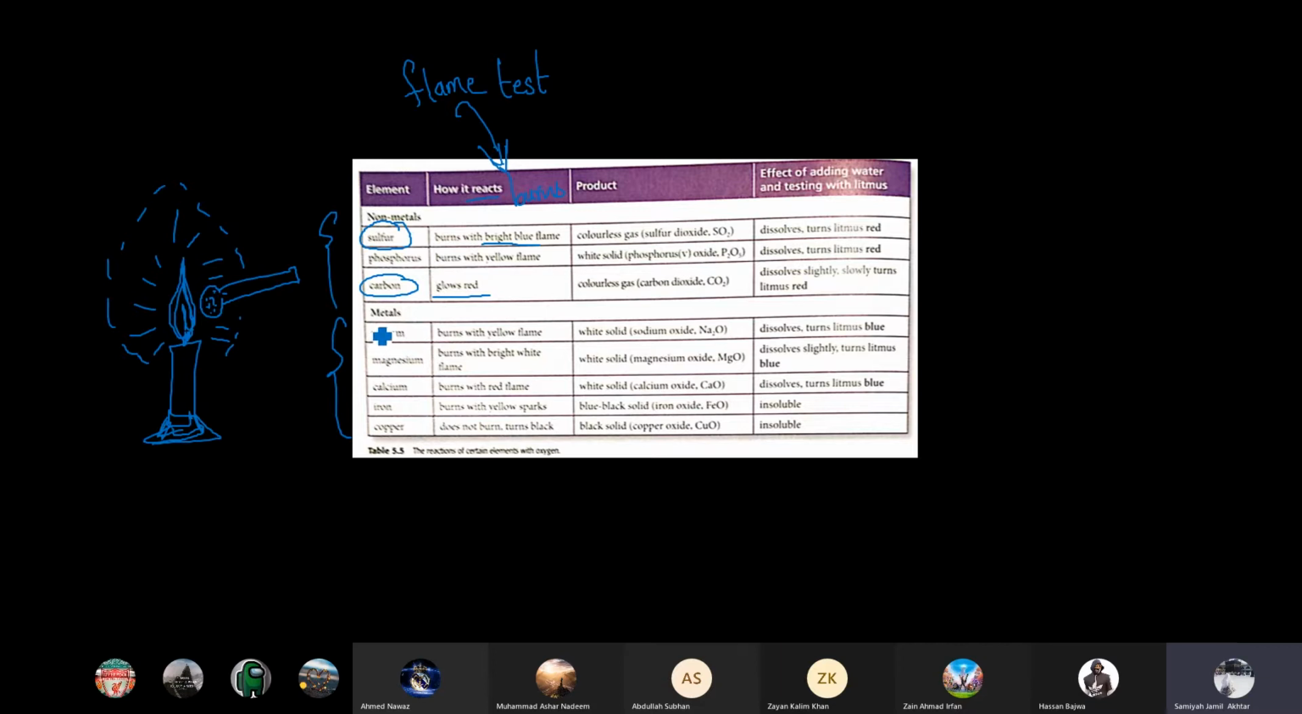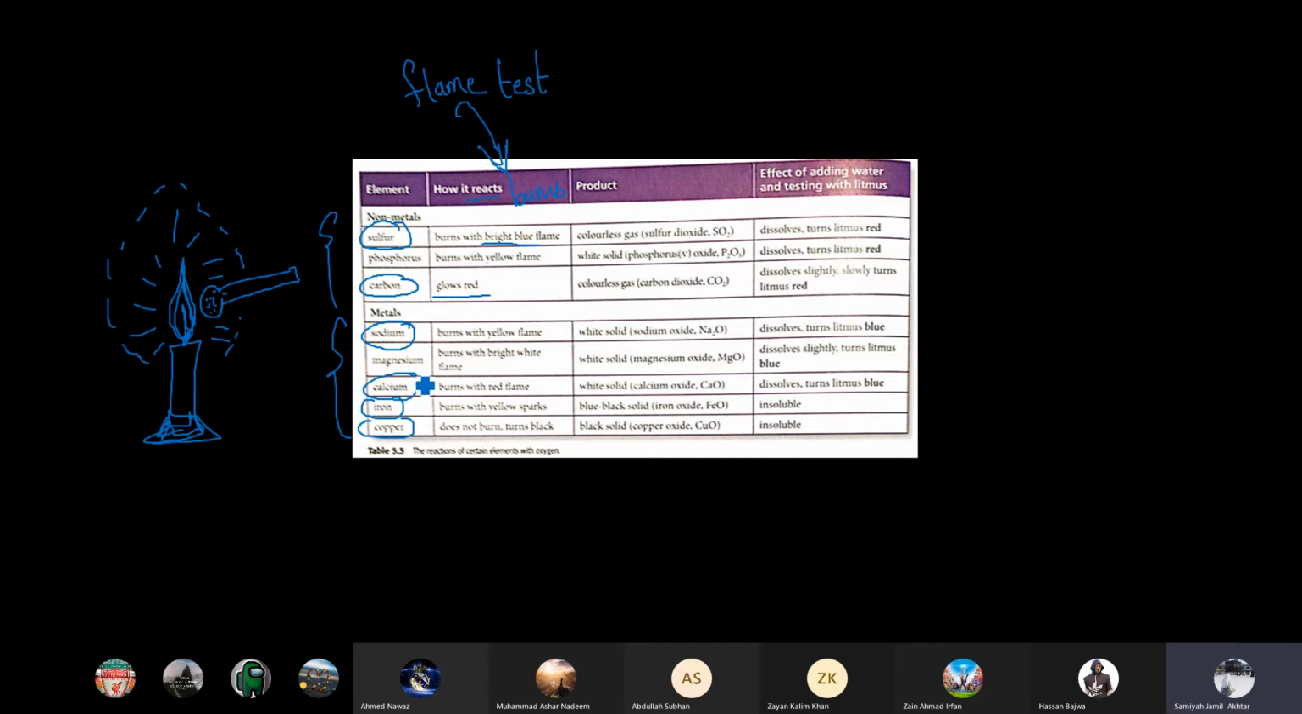And then about the metals, again, the flame test is written: sodium burns with yellow flame, magnesium burns with bright white flame, calcium burns with red flame. So different colors are written. In the metals, learn for sodium, calcium, iron, and copper also. Magnesium is left. You can learn for magnesium also, because that is also important. But learn for a few of them.